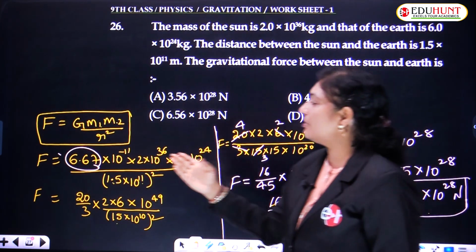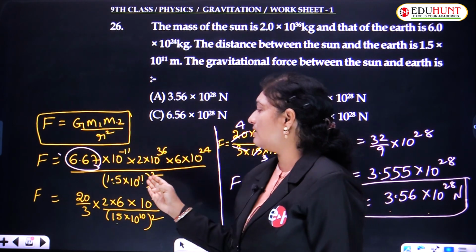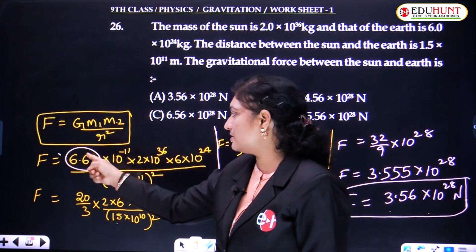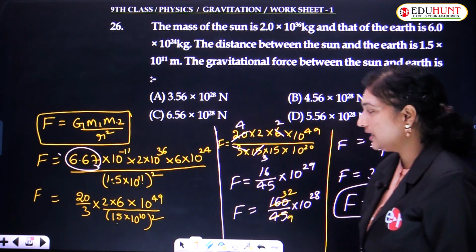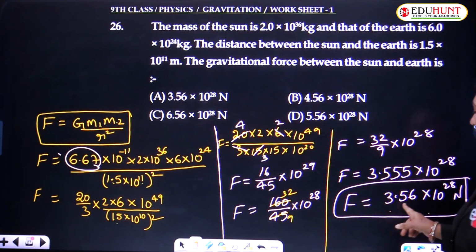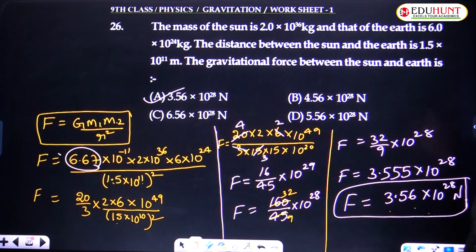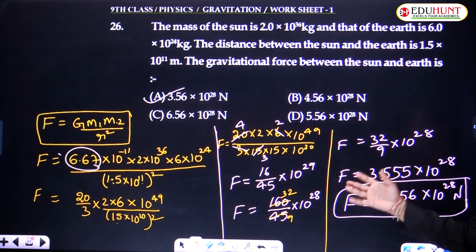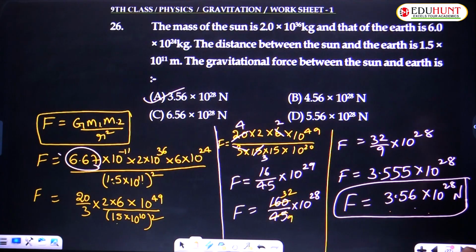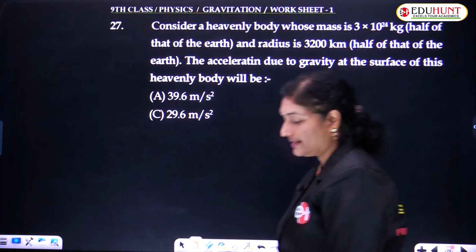What I made is, instead of multiplying 6.67 into all values, which will be complicated, I took it as 20 by 3. And with the proper simplification, I got the value as 3.56 into 10 power 28 newtons. All clear, children? Same formula, same method, you can go through. Now moving to the next one, children.